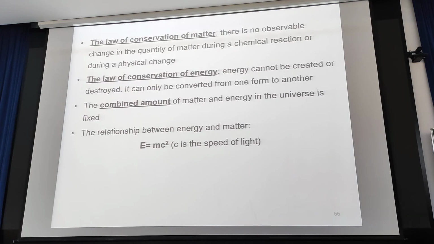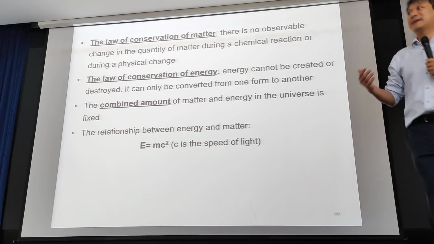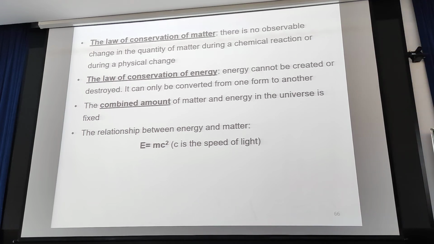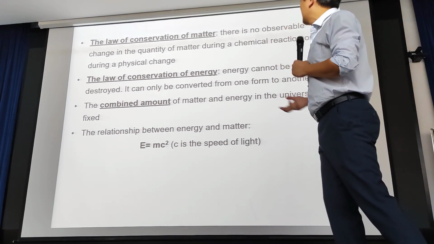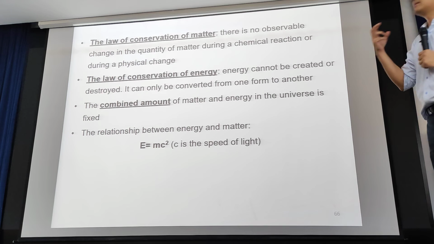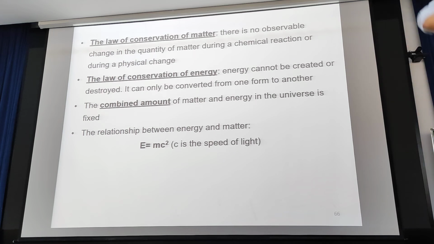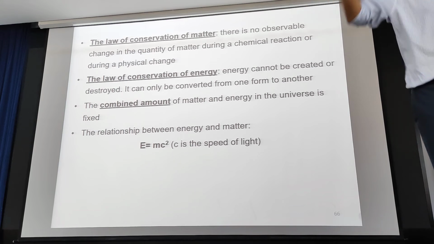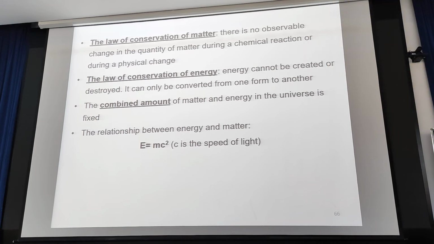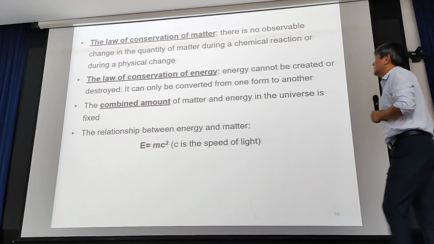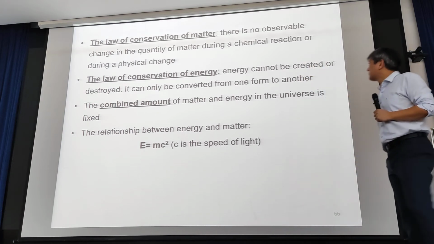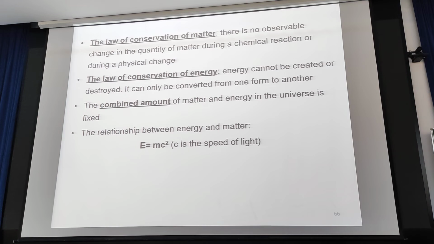Okay. Now, we move to the last slide and we stop. We have the law of conservation of matter. There is no observable change in the quantity of matter during a chemical reaction or a physical change. That means matter is not created and does not disappear; it is changed from one form to another. We call that the law of conservation of matter. You also have the law of conservation of energy. Energy cannot be created and cannot disappear, it is only transformed from one form to another form.